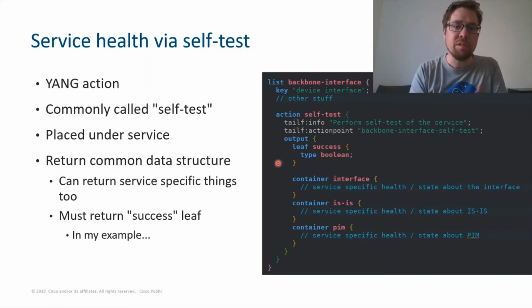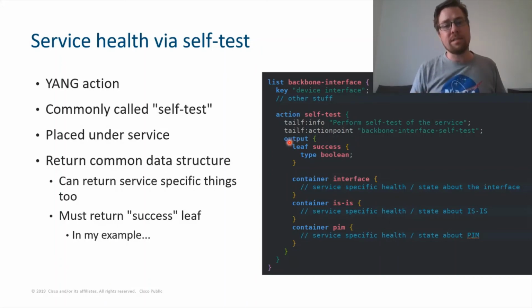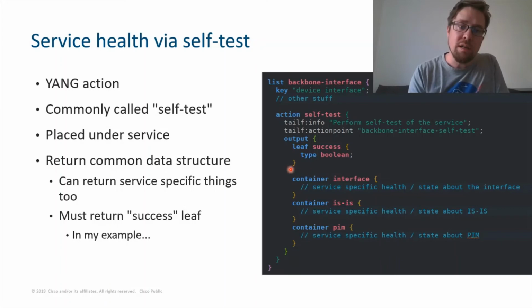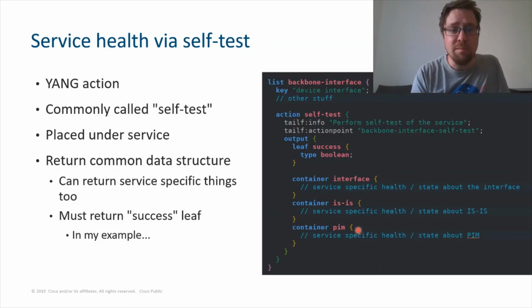Now this is the output, so this is what the action is going to output. And a very important aspect here is that we return a common data structure. The leaf success here is common. So all the self-tests that we have in our system, all of them will return this success leaf. There's also more data being returned. So this is a backbone interface. So we return some information about the interface, the physical interface. We return information about ISIS, which is the routing protocol in this case, and then PIM, which is the multicast routing protocol.